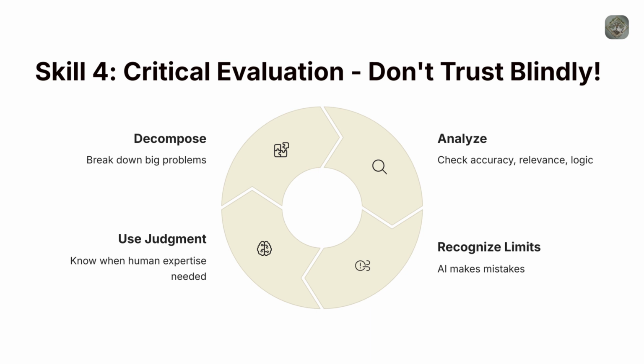This involves decomposing complex problems into smaller, AI-manageable steps. It means analyzing the output. Is it accurate, relevant, logical, complete, or potentially biased? Crucially, it involves recognizing AI's limitations, including its tendency to hallucinate. Think of AI as a powerful co-pilot or intern, helpful, but requiring supervision and your expert judgment.